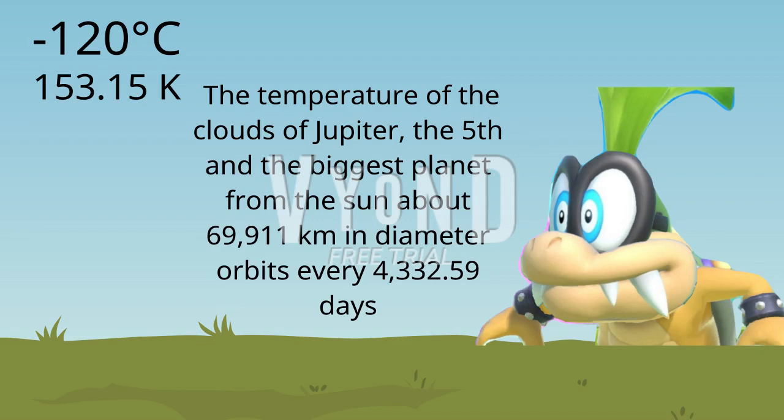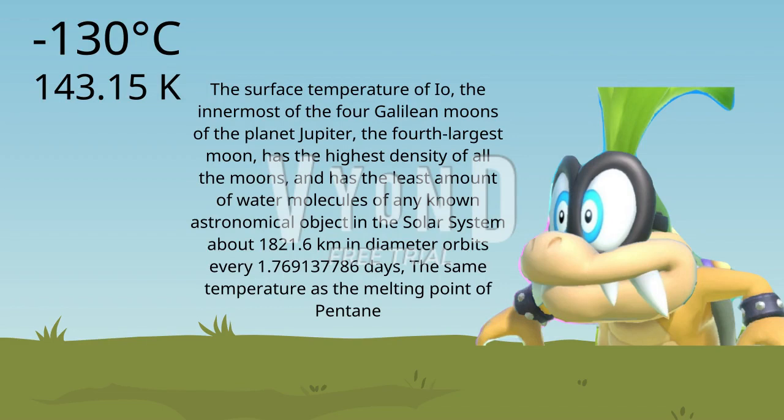The surface temperature of Io, the innermost of the 4 Galilean moons of the planet Jupiter, the fourth largest moon, which has the highest density of all the moons and the least amount of water of any known astronomical object in the solar system, about 1,821.6 kilometers in diameter, orbiting every 1.7691377886 days, is -130 degrees Celsius, or 143.15 Kelvin, the same temperature as the melting point of pentane, a compound containing 5 carbon and 10 hydrogen atoms.